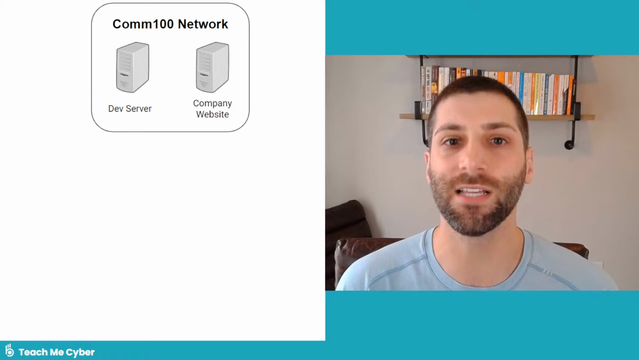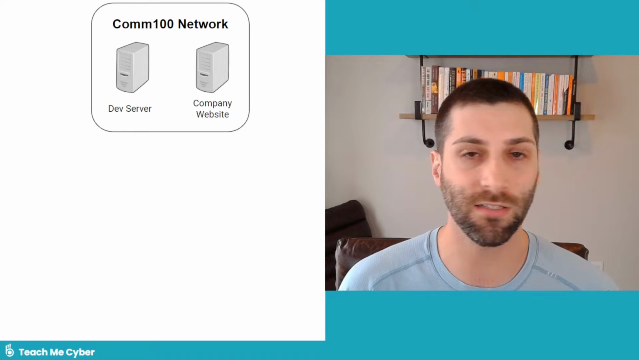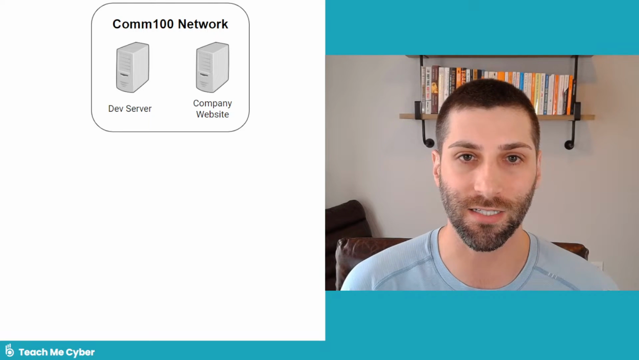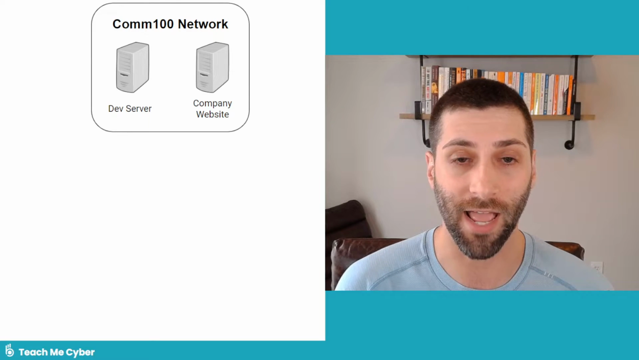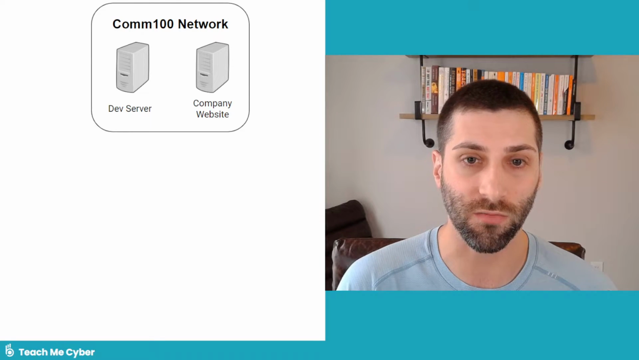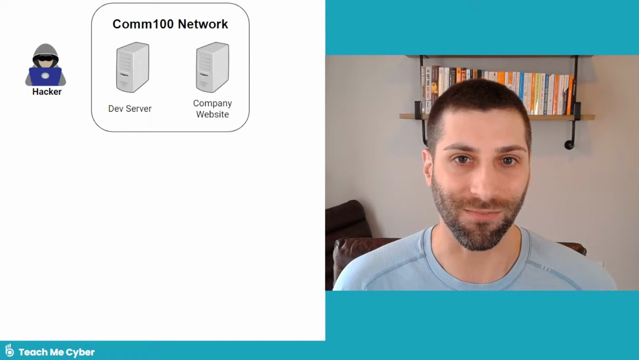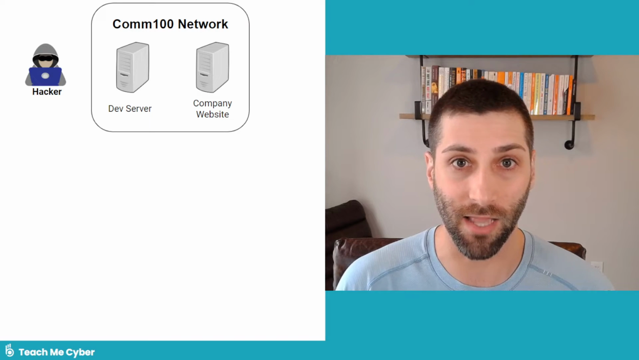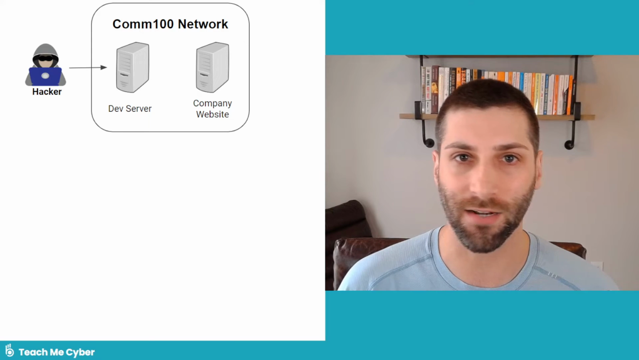Now, we have a very simplified view of what the Com100 network looks like. You can imagine there's tons and tons of servers, a lot of different workstations and laptops, but for our case, we're just going to simplify this down to two particular systems that the attacker likely would have gone after, one of them being a development server, another one being the company website. So we've got our baseline for this environment. Then we've got our hacker. This is the attacker that is going to be trying to target Com100's network and execute this supply chain attack.